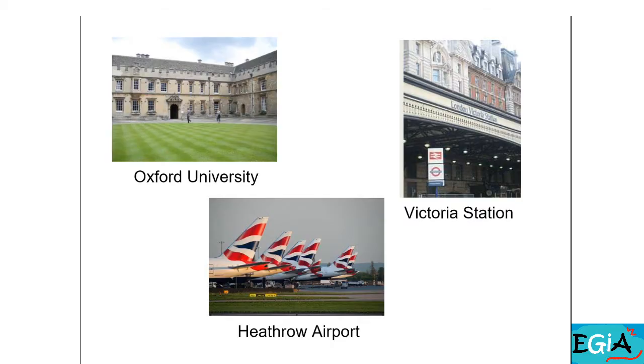But back to the word the. We don't use the with meals. I have breakfast at 7 o'clock. We don't use the with places either. So, for example, we say Oxford University or Victoria Station or Heathrow Airport.